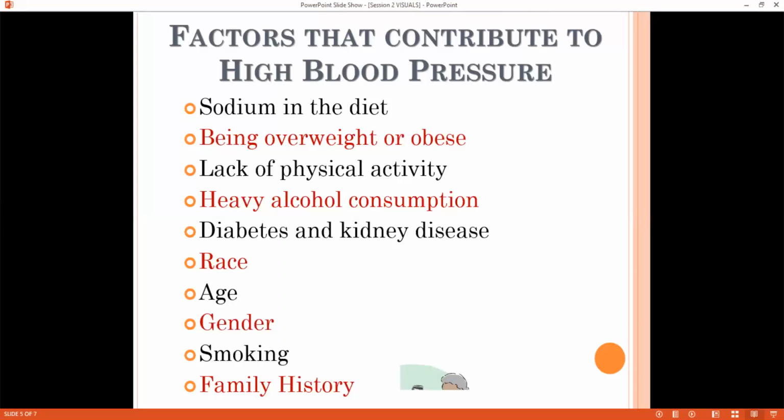Treating high blood pressure can save your life. It can also reduce your chances of having a heart attack, a stroke, heart failure, and kidney failure. So let's talk about some of the most important ways you can keep your blood pressure under control.